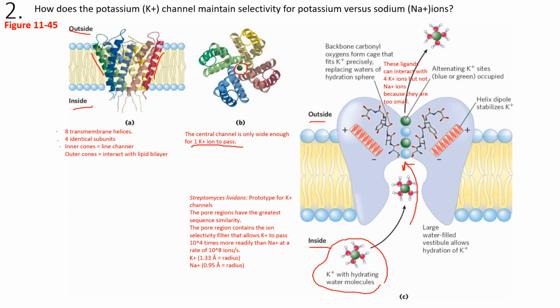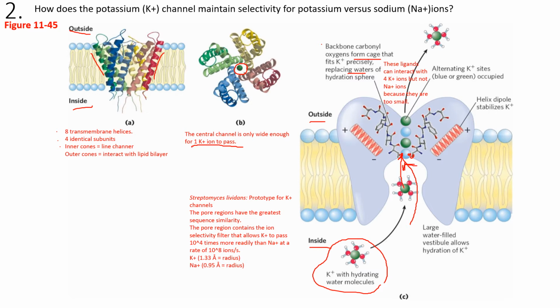Okay, and then the reason that this works for potassium is that this backbone carbonyl right here in red, all of these right here, they form a cage that fits potassium perfectly, and it replaces the waters of hydration. So that's why these waters can be removed and potassium will enter right here perfectly. And then the carbonyl oxygens form that cage of hydration, replacing the waters of hydration.